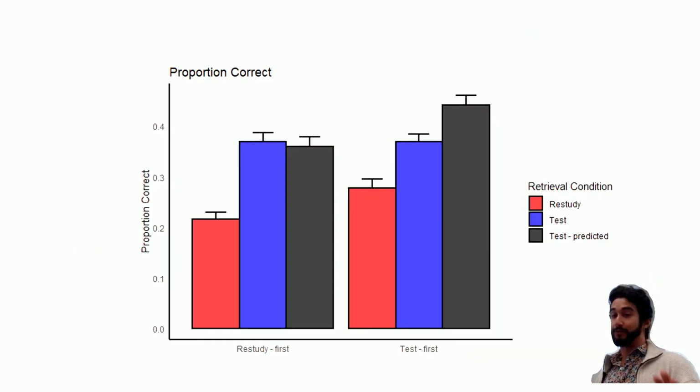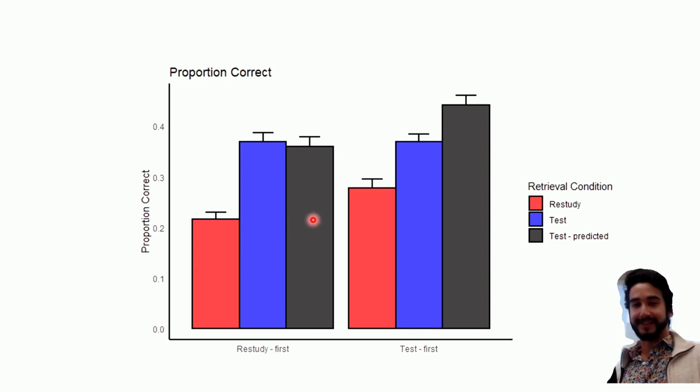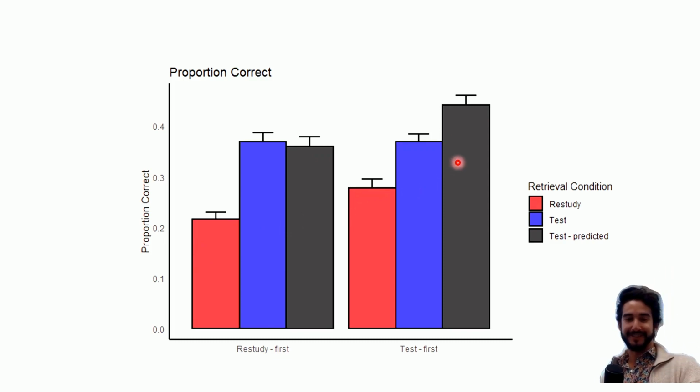So here's an example of what it looks like when the model fails. On the left is what we would expect, and on the right is the model overshooting. Red's restudy, blue's test, and black's the model prediction of test. I'll keep those colors constant throughout the talk, so I might not say them again. Again, we have the proportion correct on the y-axis and the groups on the x-axis. Don't worry about the group labels right now.